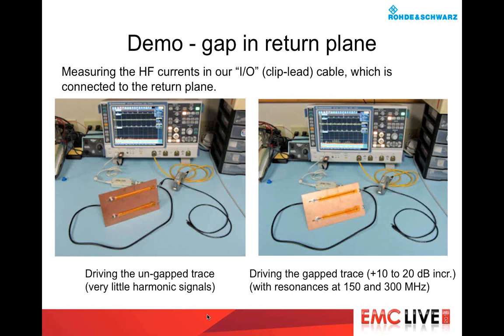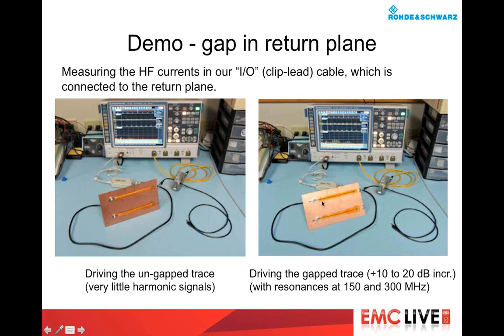On the left, I'm driving the trace that is over the plane, the solid plane. And I'm measuring the common mode currents in that clip lead. And you can see that the current probe is right here with the yellow cable. And here's the clip lead. And we're driving this trace right down here, this bottom trace over the solid plane. You can see that there's a little bit of harmonic content here, but not much. And we're hardly measuring any voltage.